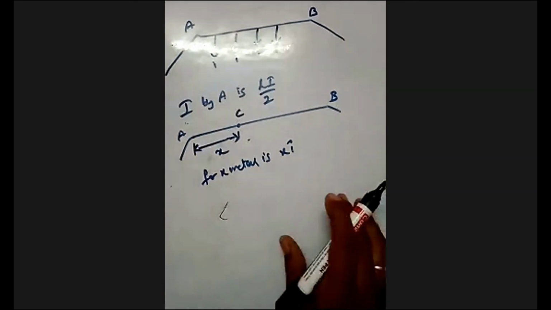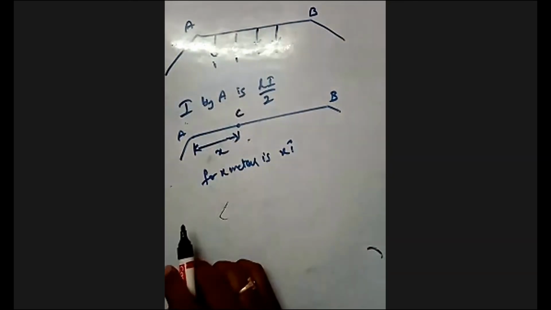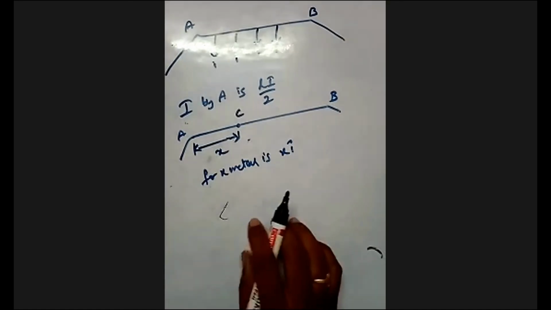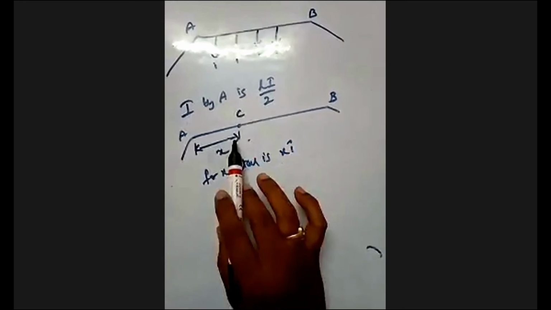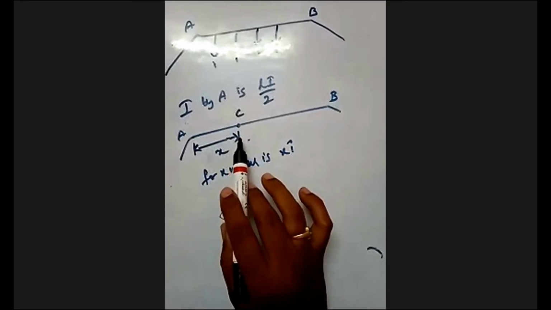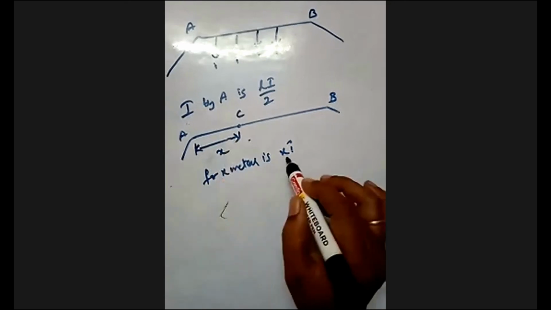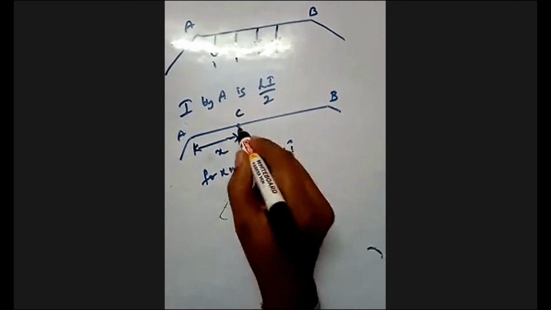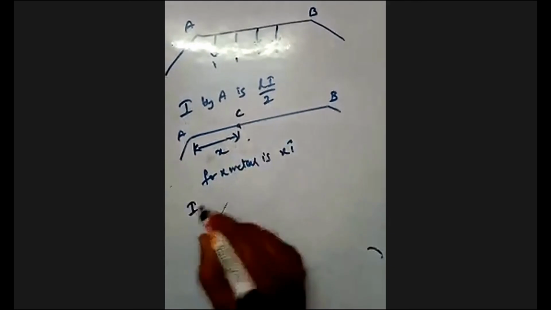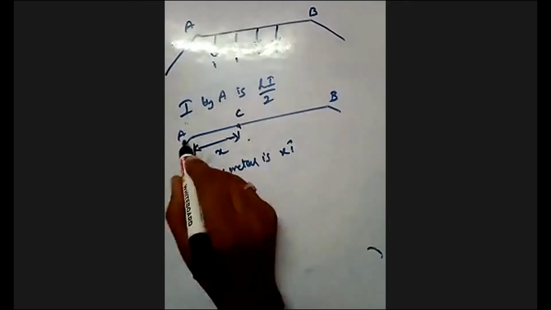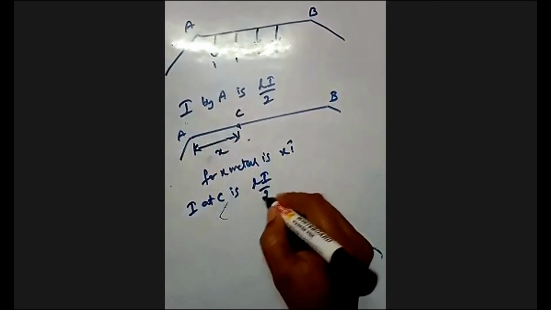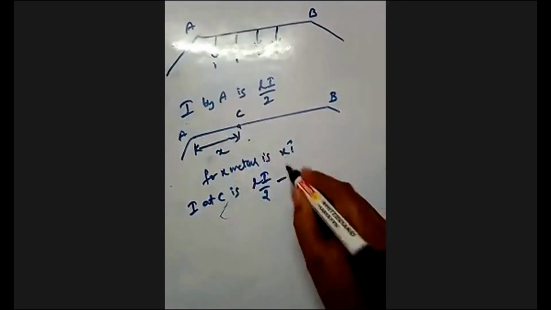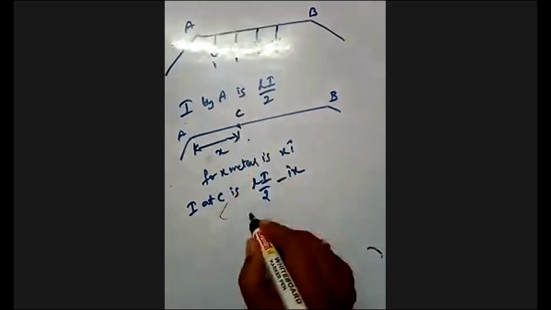Since both ends are at two equal voltages, the current supplied by A is Li by 2, and by B is Li by 2. Let C be a point at distance x. For every meter the current is I amps, so for x meters the current is xi amps. Now what will be the current at C? The total current from here is Li by 2. So the current at point C is Ix.